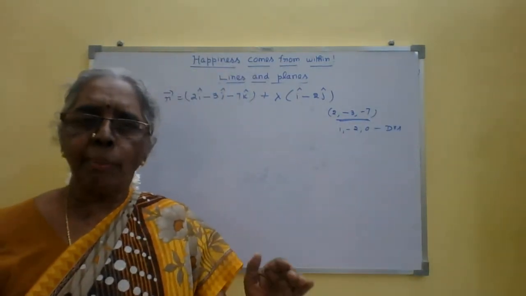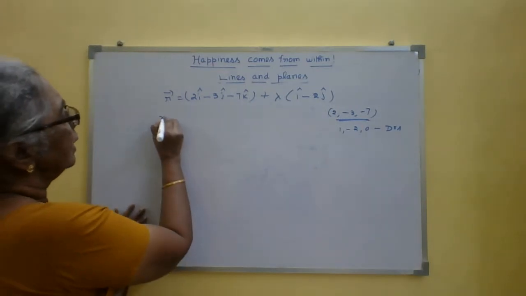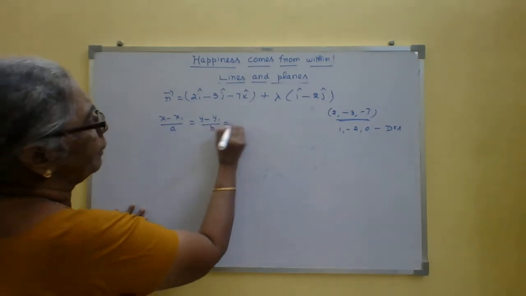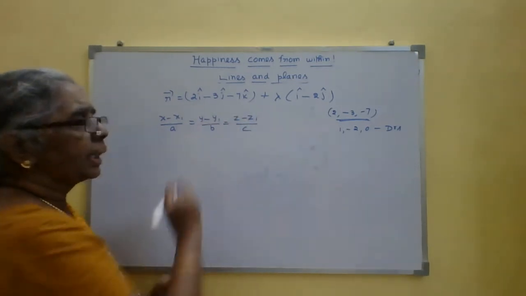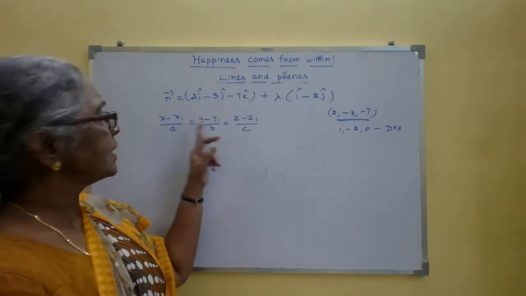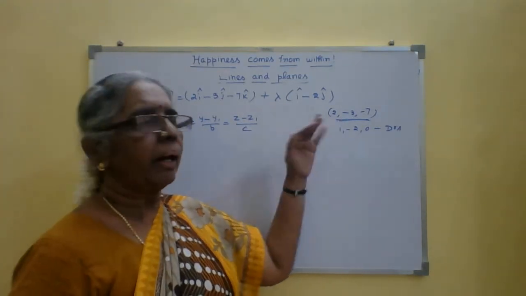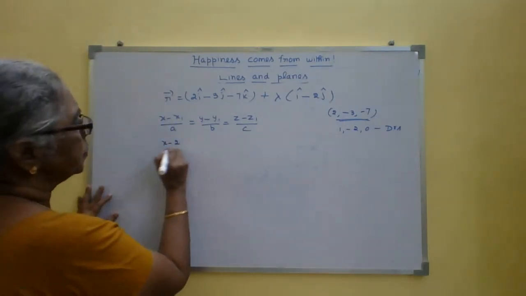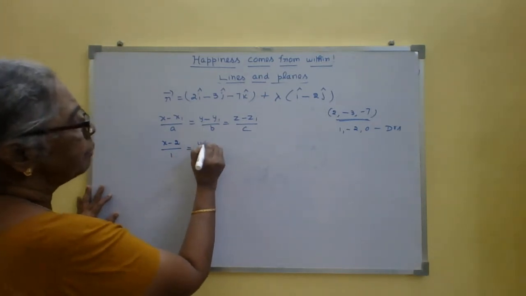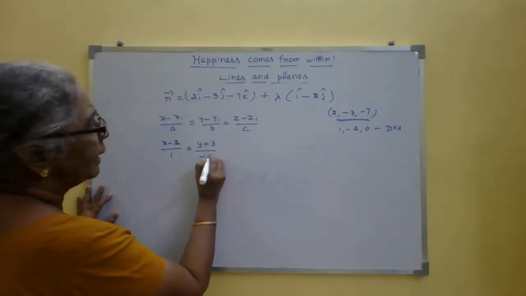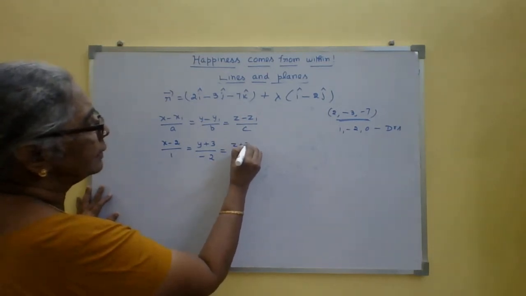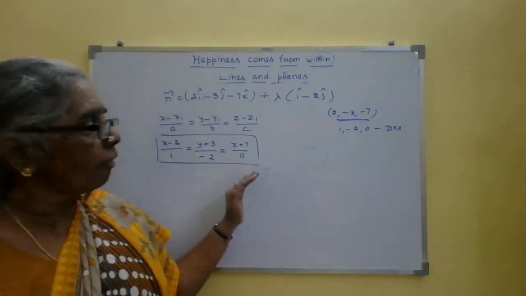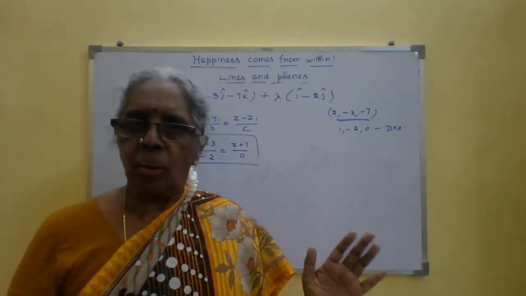Now, what is the format of a Cartesian equation? That is (x minus x1)/a = (y minus y1)/b = (z minus z1)/c. So now, in the place of x1, y1, z1, you substitute the point. In the place of a, b, c, substitute the DRs. So we will get (x minus 2)/1 = (y minus of minus 3)/(minus 2), so (y plus 3)/(minus 2) = (z plus 7)/0. So this is the Cartesian equation of this vector equation. Okay, hope you have understood this.